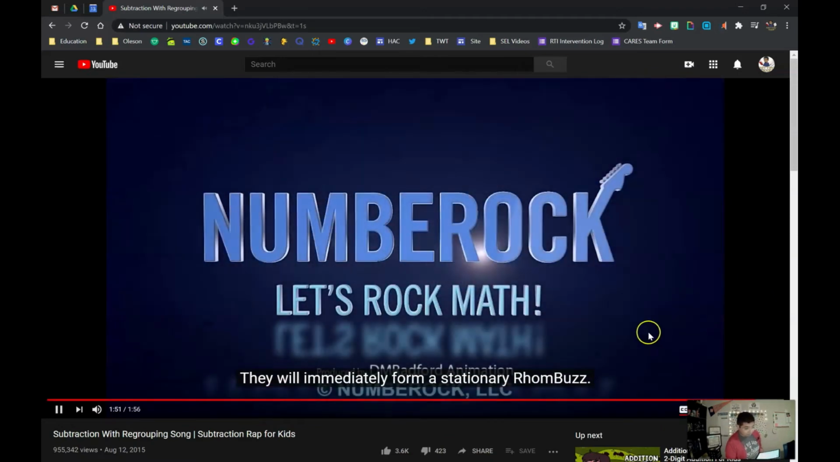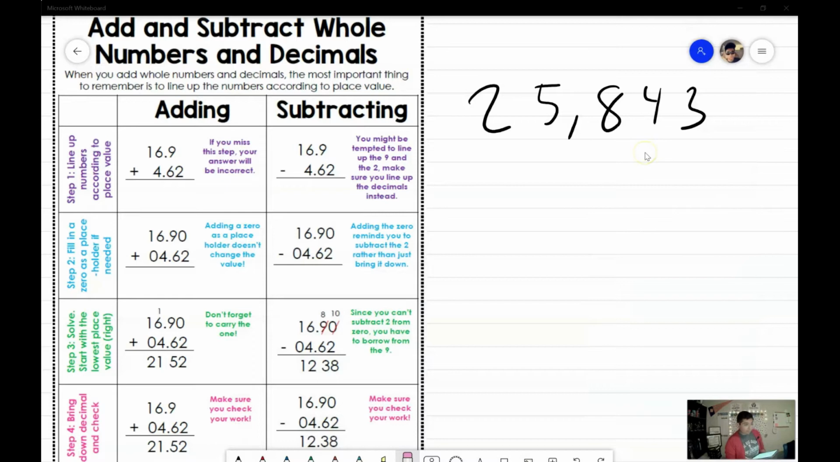Alright, so let's go ahead and look at our notes, okay? So looking at our notes, remember today we're going to be learning how to subtract whole numbers, okay? So we got to look at step by step, alright? So let's look at step 1. What does step 1 say? Step 1 says line up numbers according to place value.